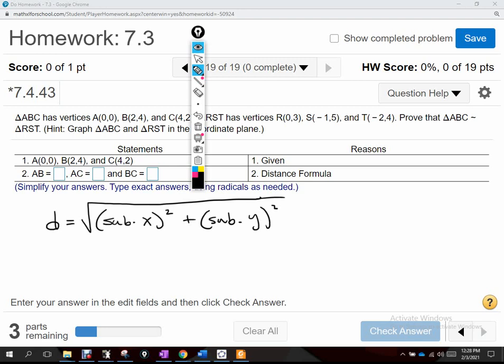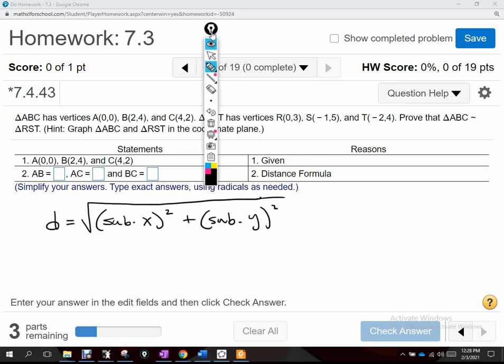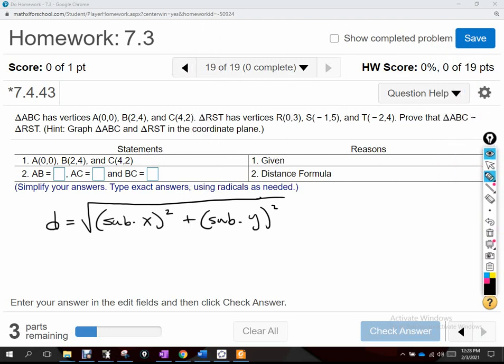But what you're going to do is find these distances for AB, AC, and BC. Okay? And then once you have that, it's going to walk you through and ask you for dimensions for R, S, and T for that triangle. And then you're going to divide them and see if side, side, side holds.